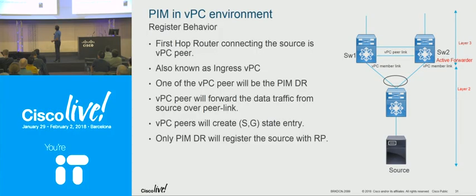So in this case, we will have the PIM neighborship between these VPC peers. Whoever is the designated router would be the one that will register. The other one will do nothing with the source. It creates the state entries but does not do any registration.